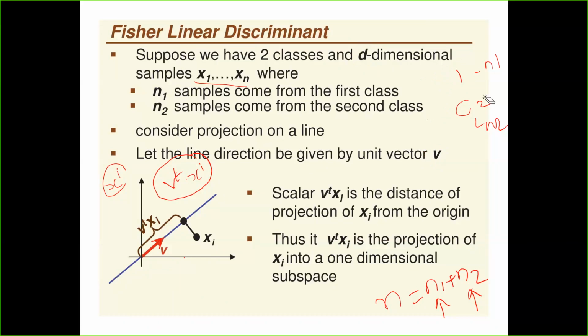Right. So now the original data points are x1, x2, and so on, xn, and projected data points are V transpose x1, V transpose x2, and so on, V transpose xn. Now the task is to learn this line direction so that the classes are well separated in the projected space also, right? So can you tell me what is a good measure of separation between the classes? How can you judge that two classes are well separated in the projected space?